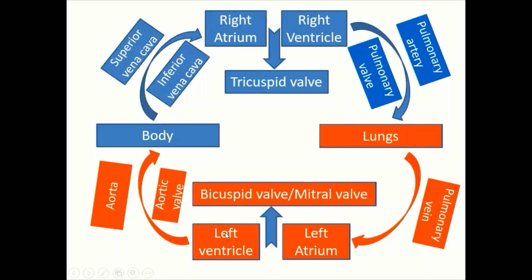And then finally, the left ventricle pumps the oxygenated blood to all parts of the body except the lungs, through the biggest artery in the body called the aorta. And the aorta has an aortic valve to prevent the backflow of the blood to the left ventricle. And then the cycle repeats. So body again, to the right side of the heart, to the lungs, to the left side of the heart, to the body. So this is the blood flow in the heart and in the body.